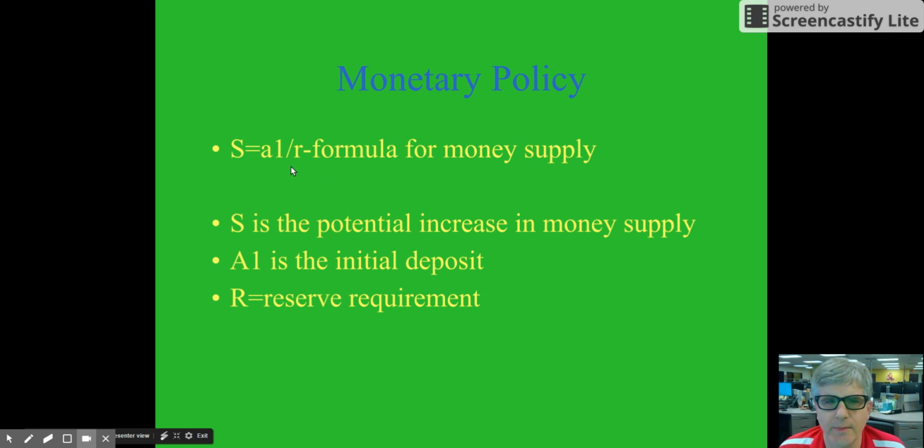This is the formula for the money supply. S equals A1 over R. S is the potential increase in money supply. A1 is the initial deposit. R is the reserve requirement. So we use R, we change it to increase the money supply.